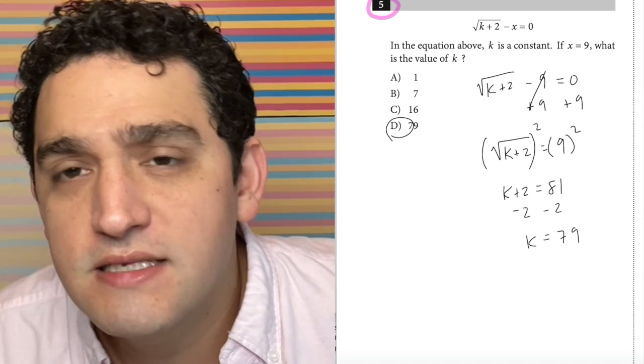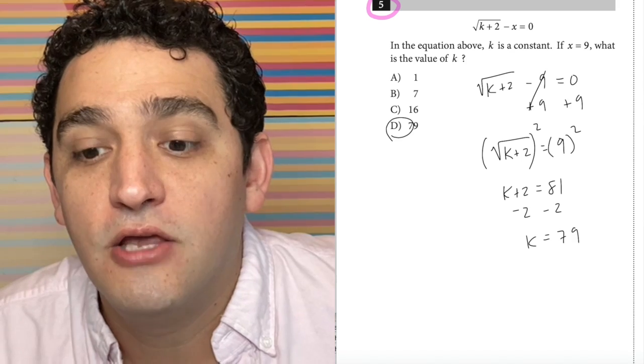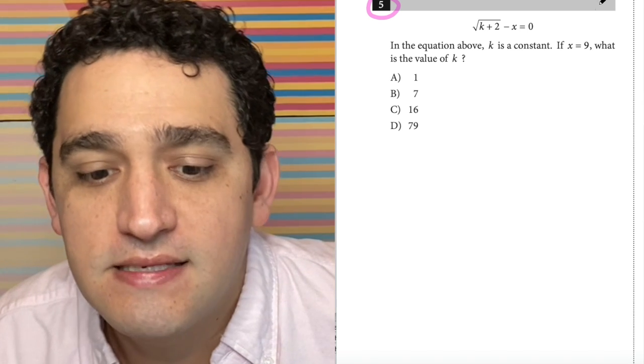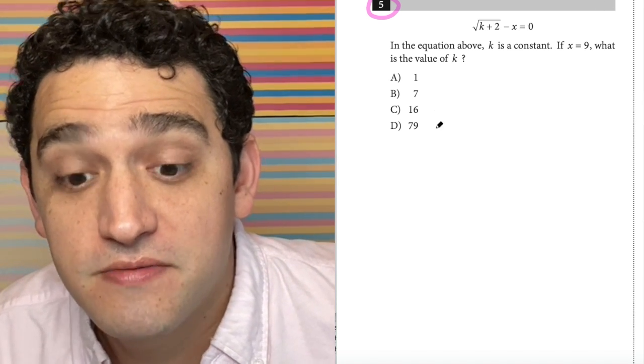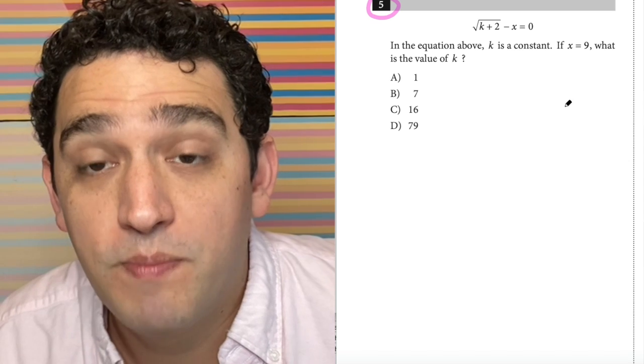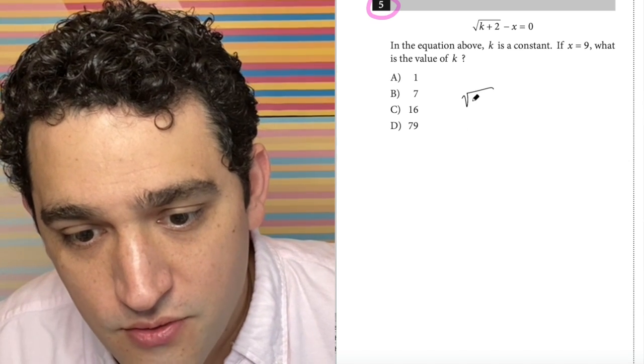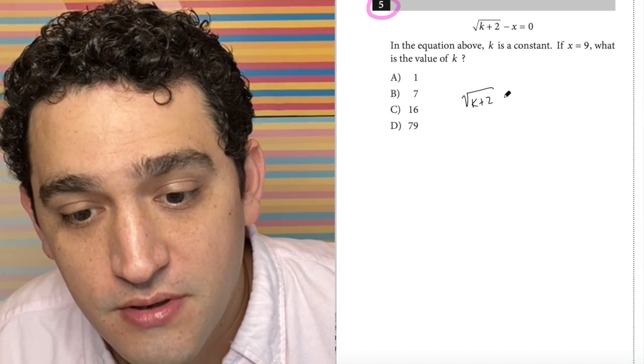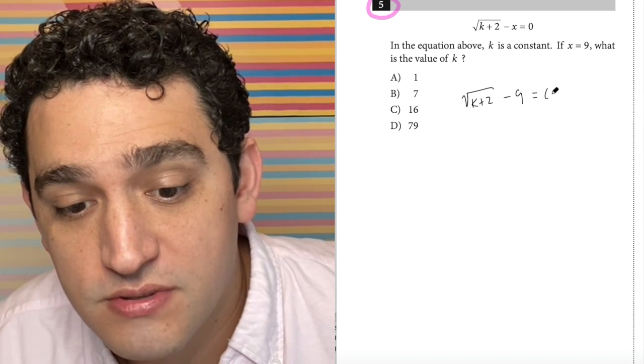Now, let's go ahead and utilize the side door method. This is not that complicated, but all we're doing is, for our second step, plugging in our values. So the first step is the same. We plug in 9 for x. The root of k plus 2 minus 9 equals 0.